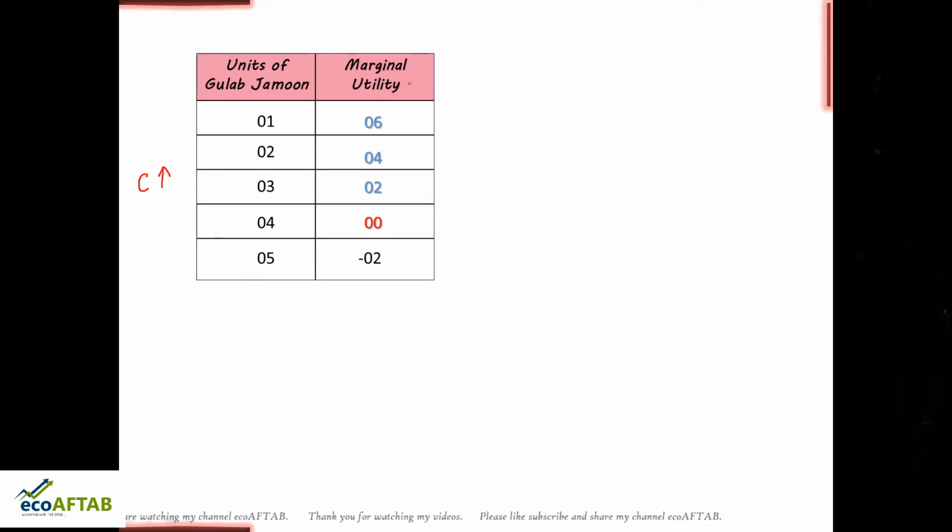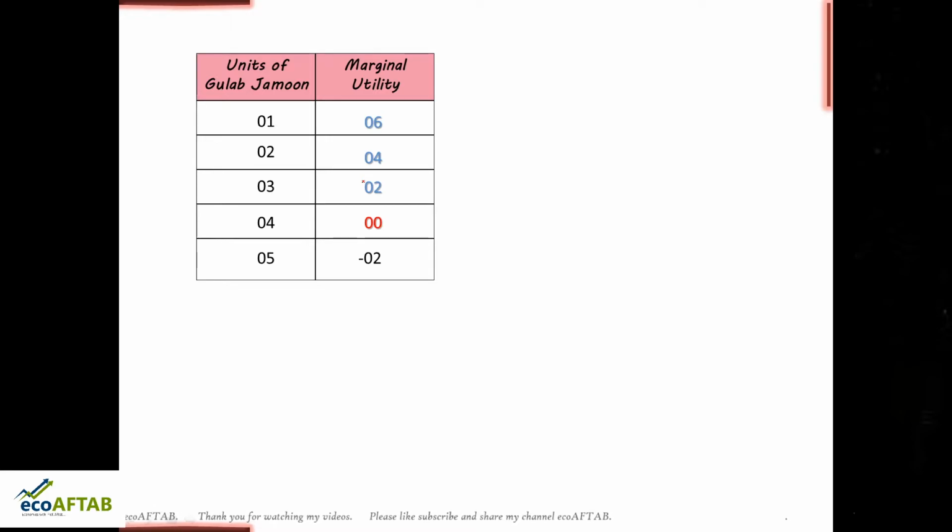Consumption increases, but what is happening to the marginal utility? From 6 it has come to 4, from 4 it has come to 2. So this is what is called diminishing marginal utility. Why diminishing? As and how the consumer increases the consumption of a commodity, the additional utility that he gets from each additional unit goes on diminishing.